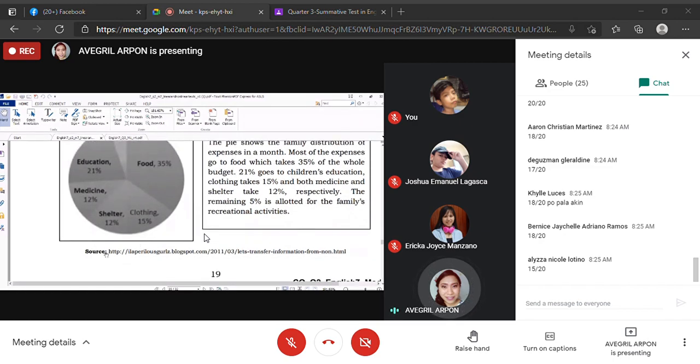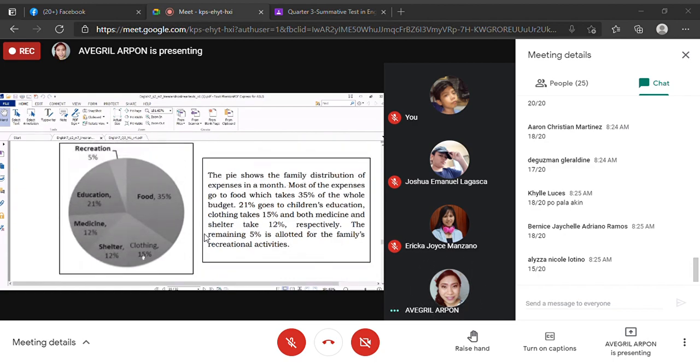You can also visit the source of this text. Again, that would be an example of transcoding or interpreting data from the text. Aside from that, I will be showing you a video clip showing how you are going to transcode information from linear to nonlinear text.